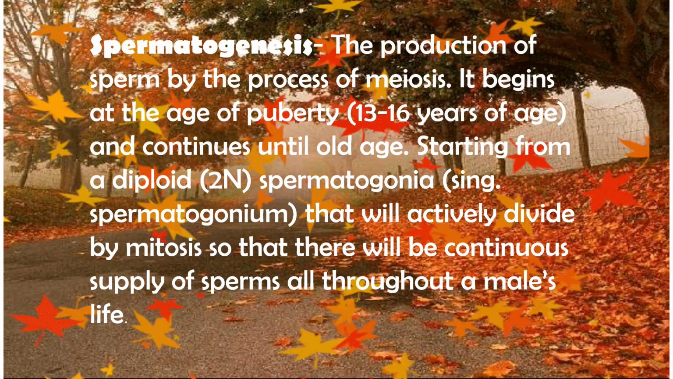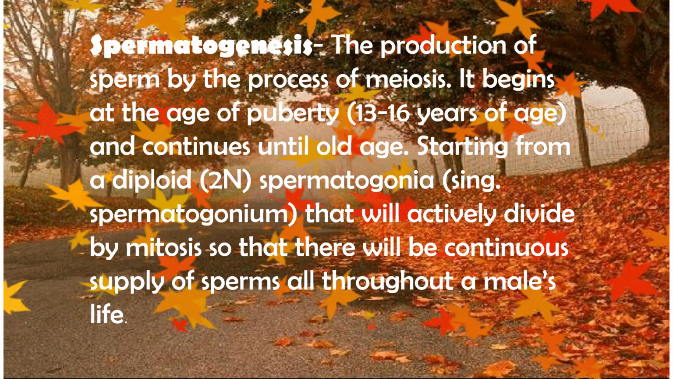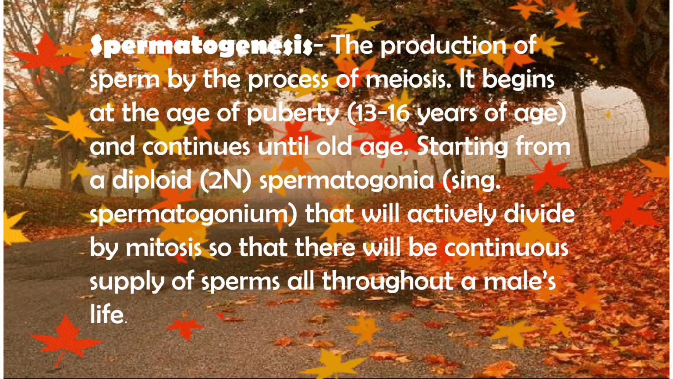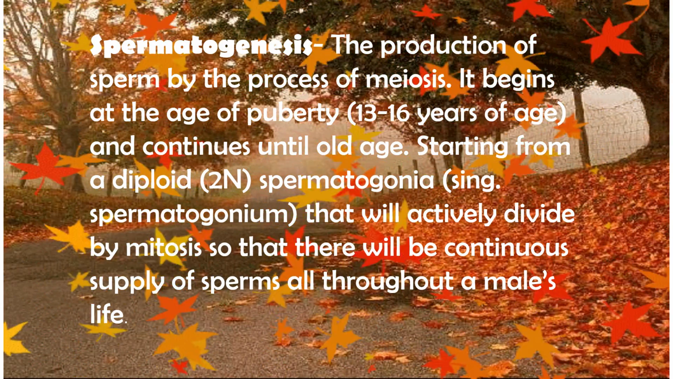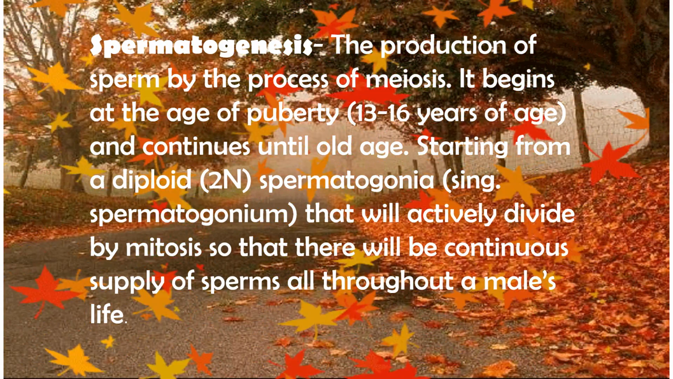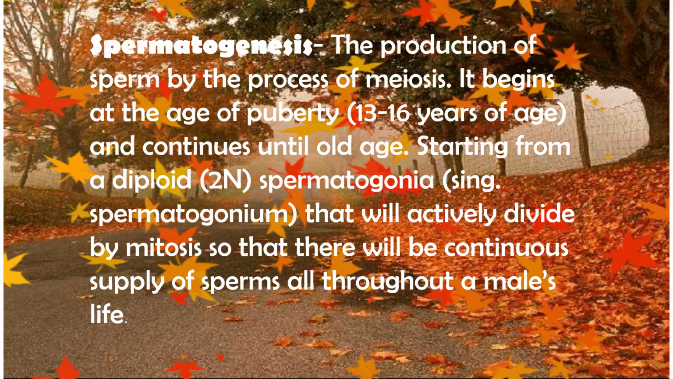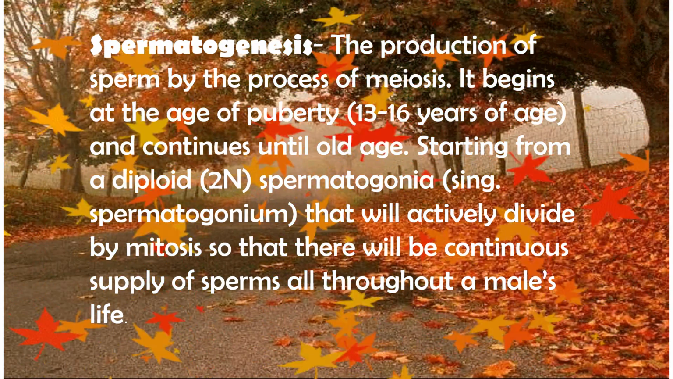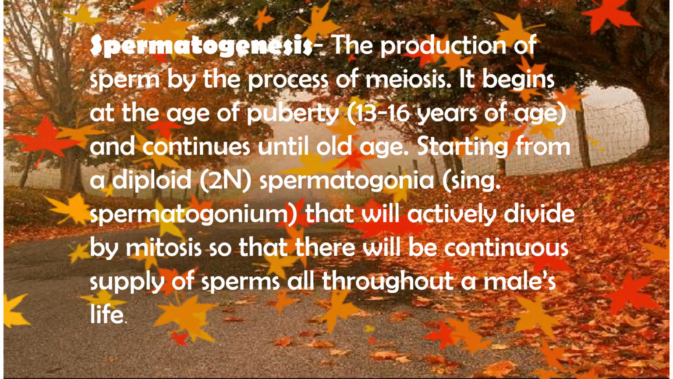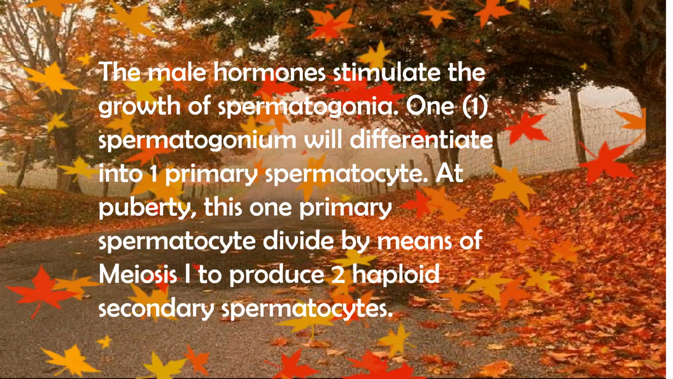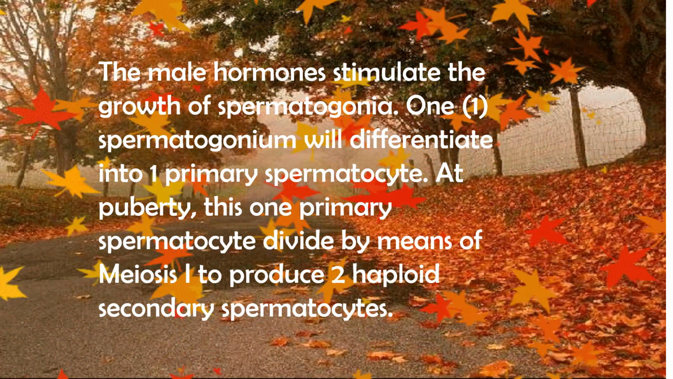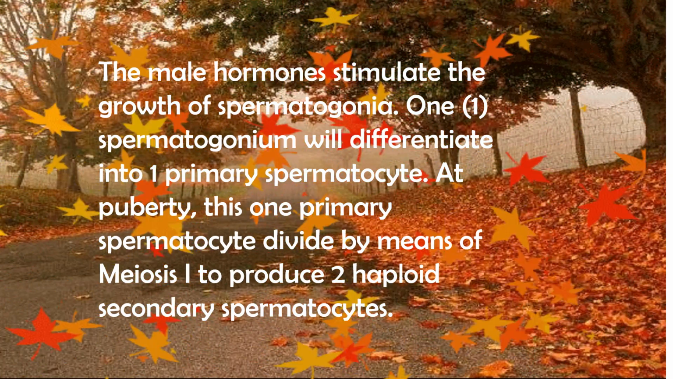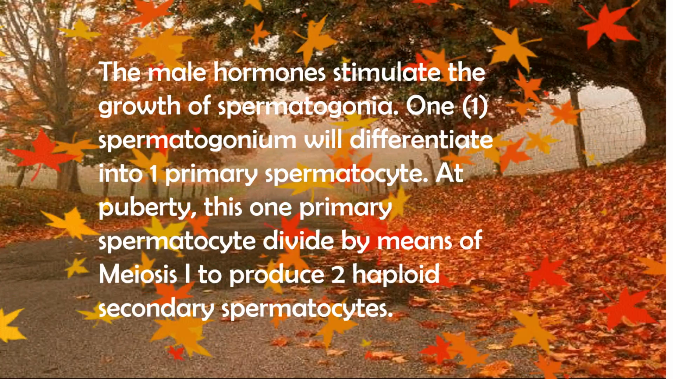Starting from a diploid spermatogonium, singular, or spermatogonia, plural, that will actively divide by mitosis so that there will be a continuous supply of sperm all throughout the male's life. This is how you are going to multiply the male gametes. The male hormones stimulate the growth of spermatogonia. So one single spermatogonium will differentiate into one primary spermatocyte.